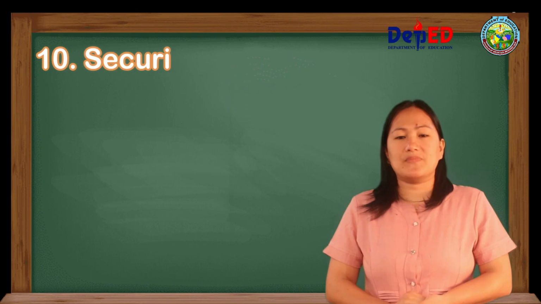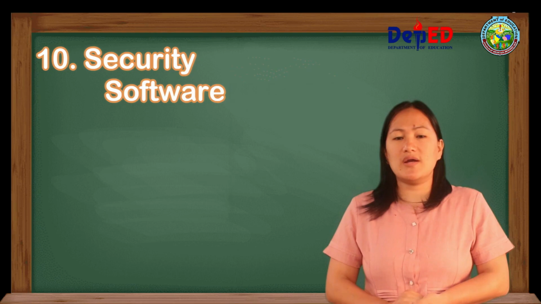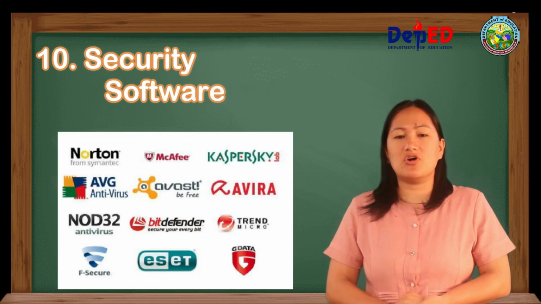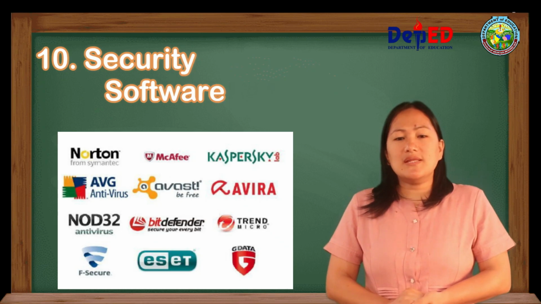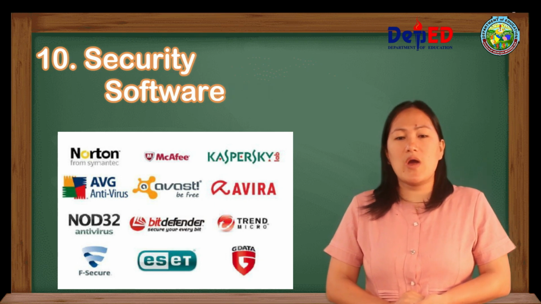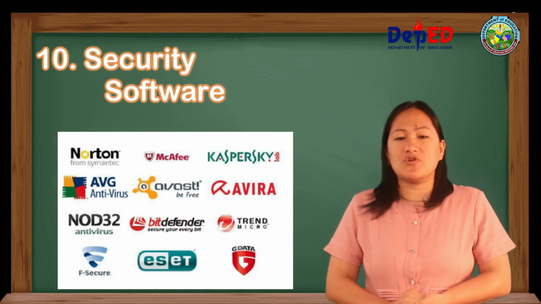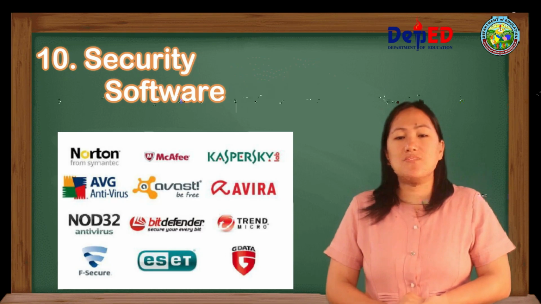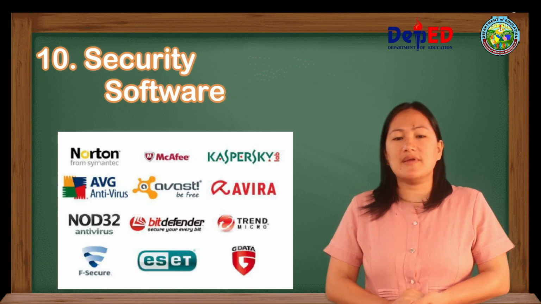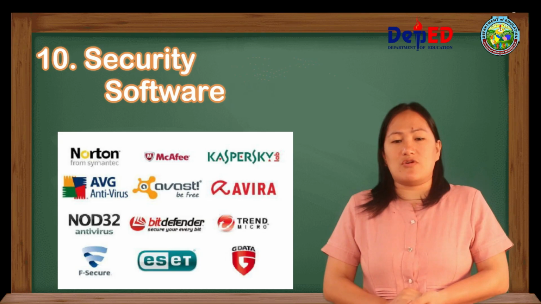Security software. Security software is a general phrase used to describe any software that provides security for a computer or network. There are many types of security software, including antivirus software, encryption software, firewall software, and spyware removal software. The two most common types of security software used for personal computer security are antivirus software and anti-spyware software.